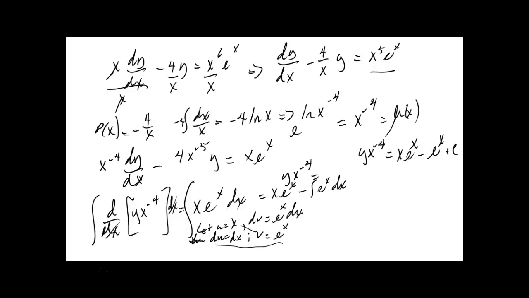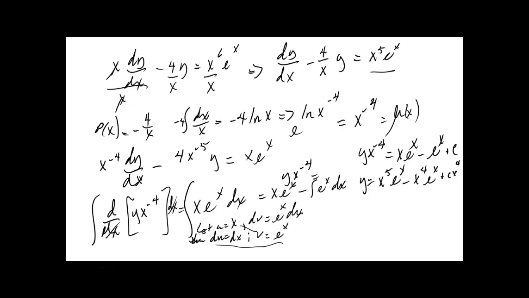So what we're going to do then is multiply to isolate the y, multiply everything by x to the 4th, right? So that'll be y is equal to x to the 5th, e to the x, minus x to the 4th, e to the x, plus c times x to the 4th. All right, there's your constant embedded in the thing.